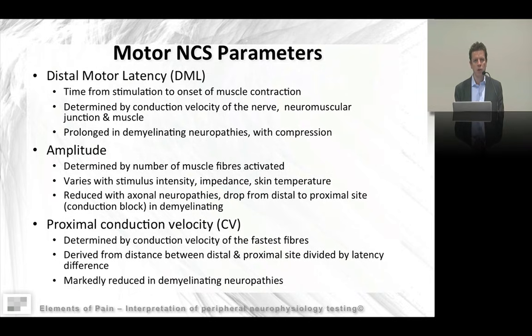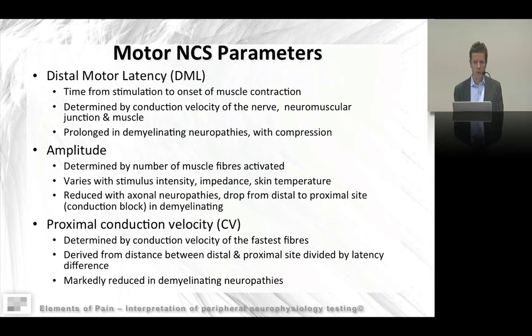And basically this is determined by how long it takes the nerve response to go from where you stimulate down the nerve, the conduction velocity. Then also the transmission time of the response across the neuromuscular junction, and then the initiation within the muscle itself. We then also look at the amplitude, and this is directly correlated to how many muscle fibres are activated, which is directly correlated to the number of motor axons that are intact.